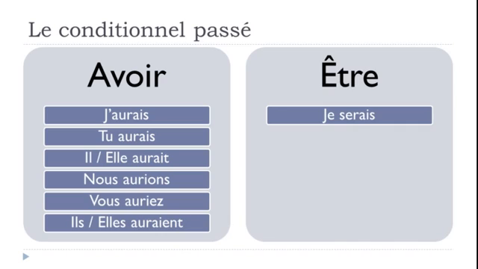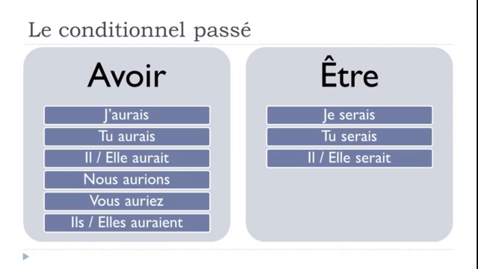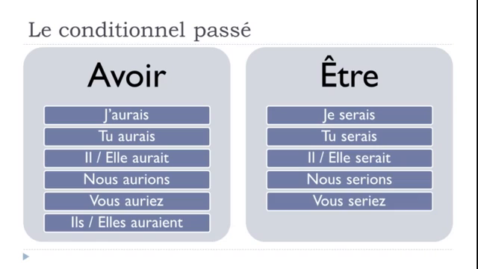And then être: je serais, tu serais, il serait, elle serait, nous serions, vous seriez, il serait, elle serait. Okay, so we'll see that one more time. Je serais, same thing here, final S not pronounced. Tu serais, final S not pronounced. Il serait, final T not pronounced. Elle serait. Nous serions, final S not pronounced.